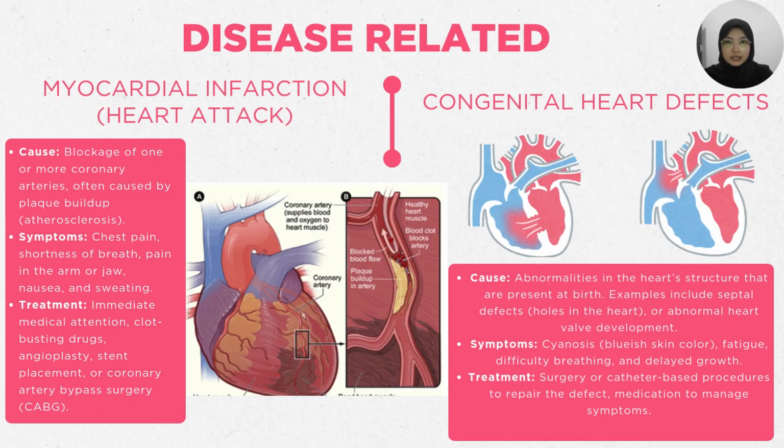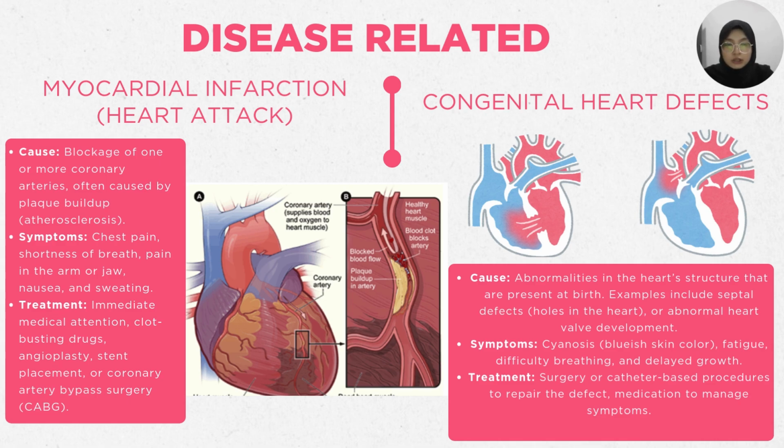So these are the common heart diseases. Two major heart-related conditions are myocardial infarction, also known as heart attack, and congenital heart defect. Myocardial infarction is caused by a blockage in the coronary arteries due to plaque buildup. Symptoms include chest pain, shortness of breath, and nausea. Treatments range from medication to surgical intervention like angioplasty or bypass surgery.